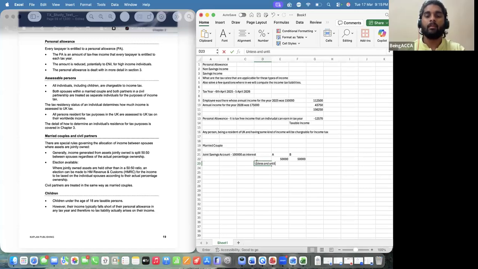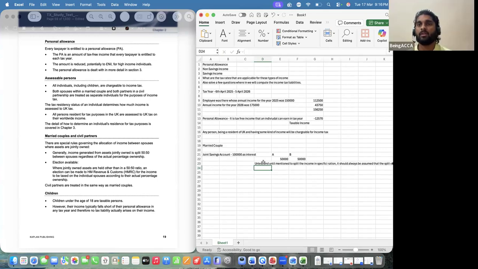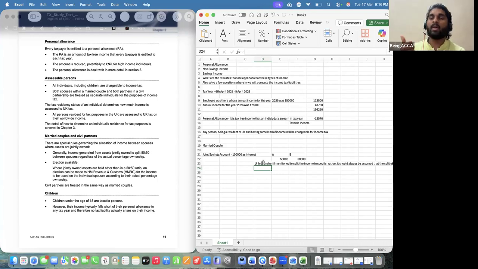Unless and until mentioned to split the income in a specific ratio, it should always be assumed that the split of income is 50-50. Clear on this? Any doubts so far? Have you understood what is meant by personal allowance, who are assessable people, and how the income between married couples is split? Also remember, in taxation, whenever they say civil partners, it is similar to a married couple.